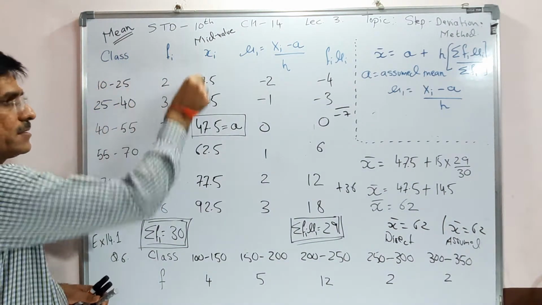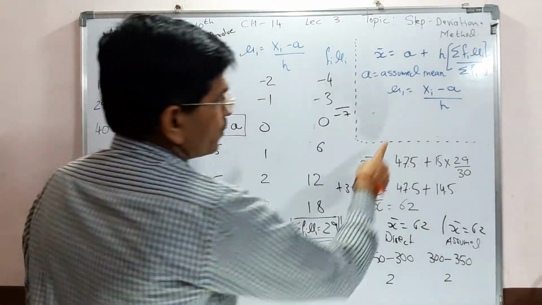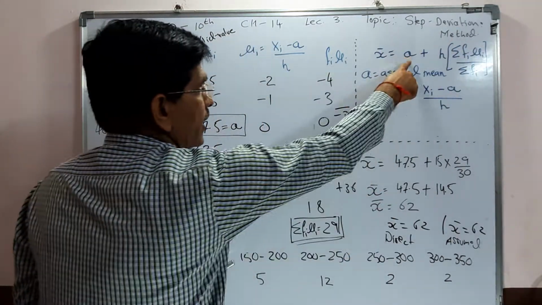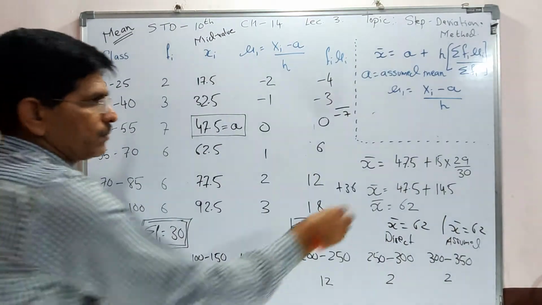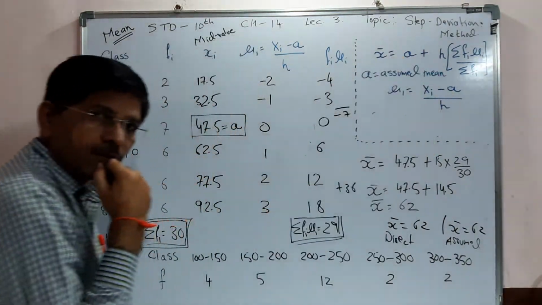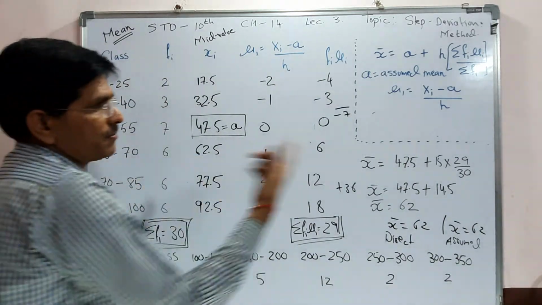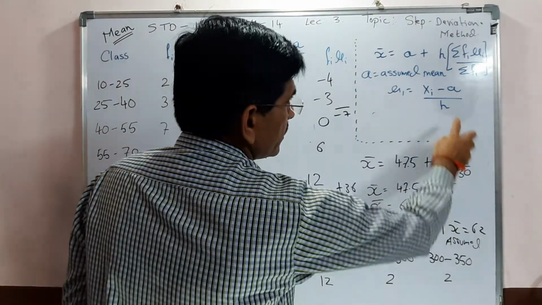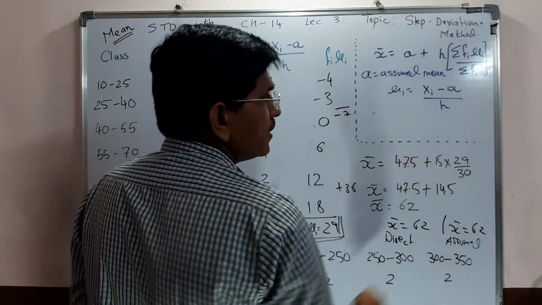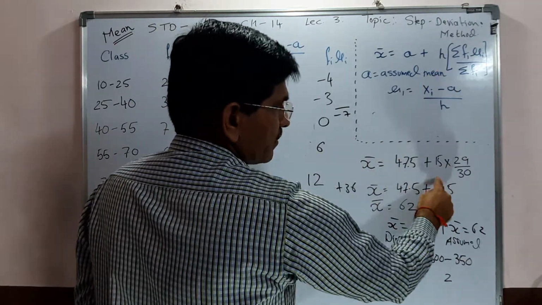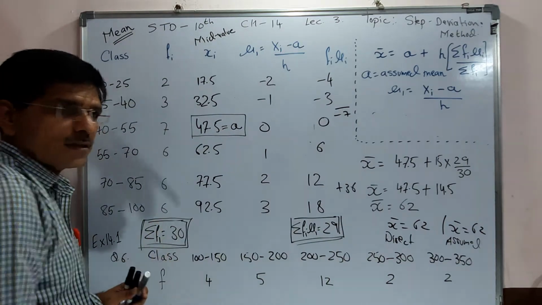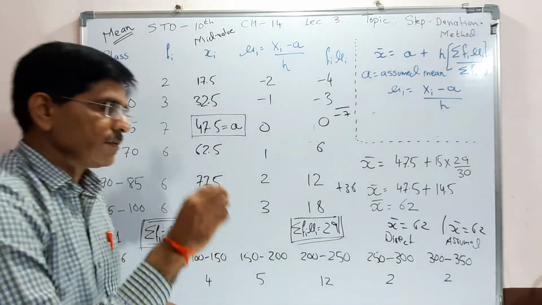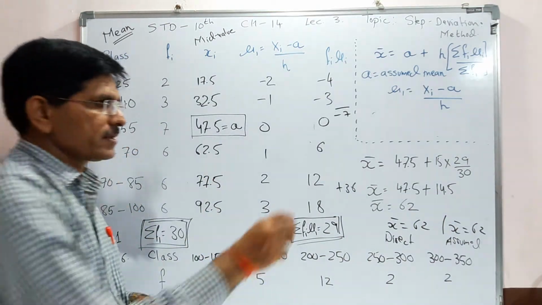h we know, the difference 15, class size. Now we have to put in the formula. X bar is equal to a plus h sigma fi ui divided by sigma fi. So x bar is equal to 47.5. So I have to put 47.5 plus h. h means difference, that is 15, into 29, multiplied by h, that is 15, divided by sigma fi, that is 30. If you calculate, you can get 60.62.